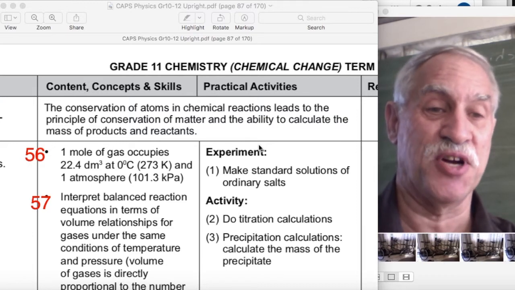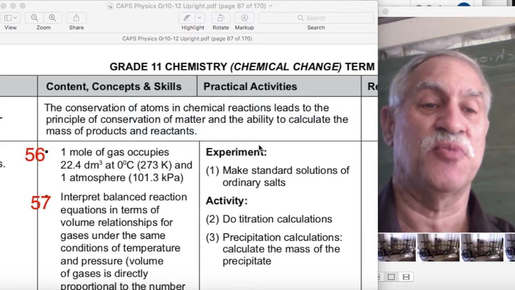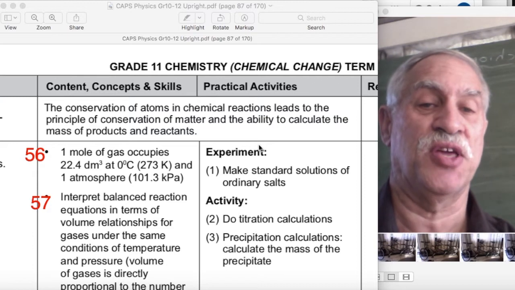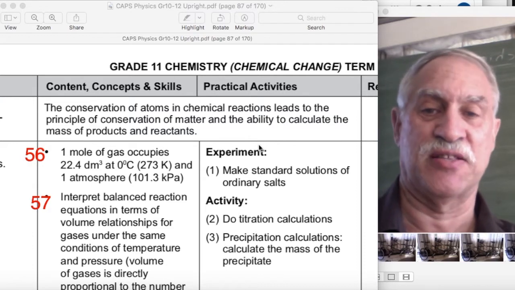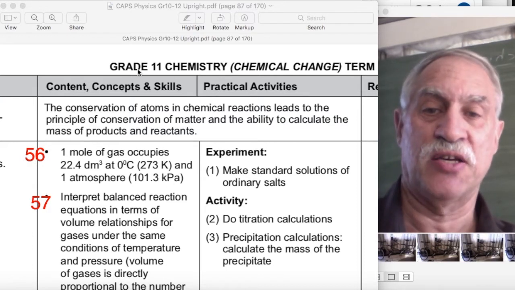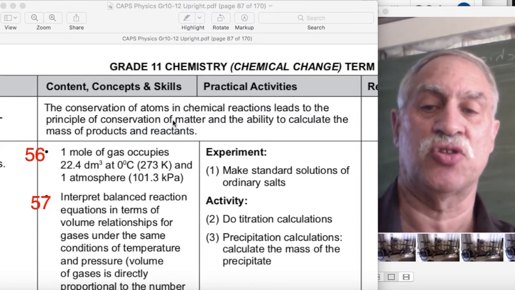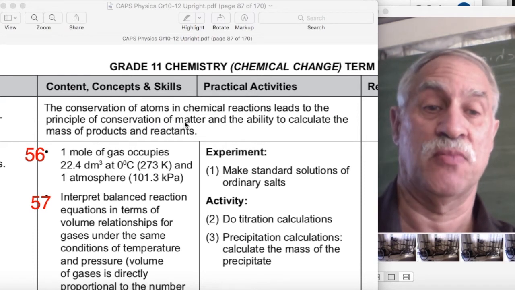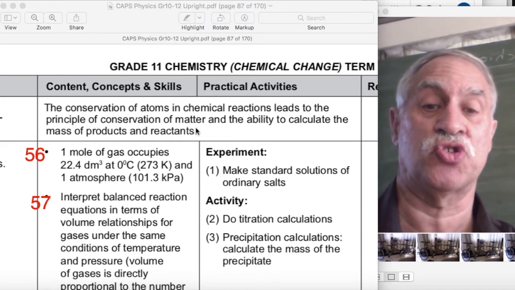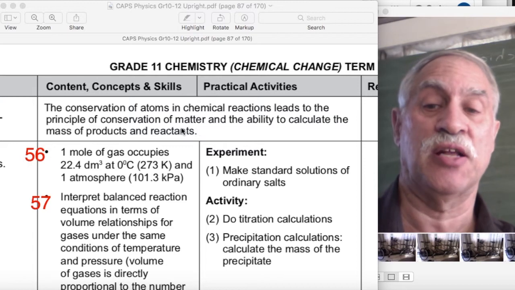So what is stoichiometry? Stoichiometry is the ratio in which reactants react together to form products. So let's have a look at the syllabus. So here, grade 11 chemistry, content concepts, etc. The conservation of atoms in chemical reactions leads to the principle of conservation of matter. Remember, matter cannot be created or destroyed. And the ability to calculate the mass of products and reactants.